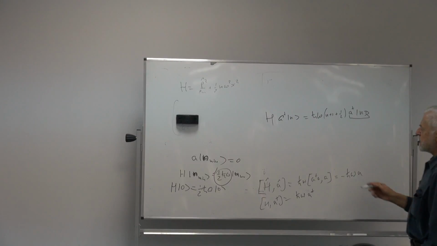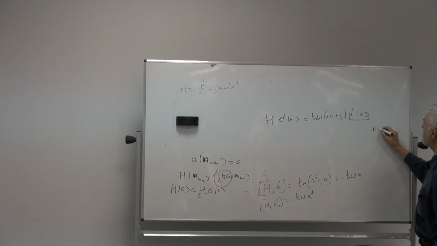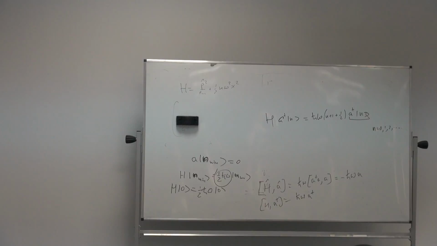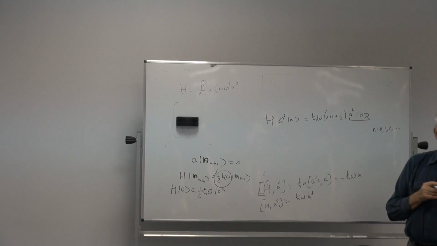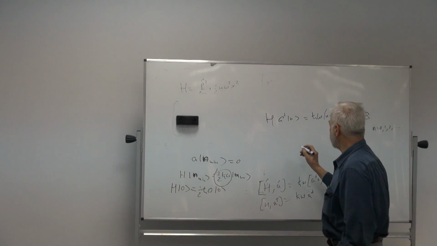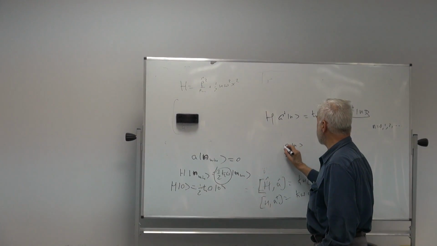So in other words, from this reasoning, we figure out that n must be an integer, 1, 2, and so on. There's one more thing before we finish, namely we have to compute the normalization coefficient. We have to figure out what's the value of this fellow.